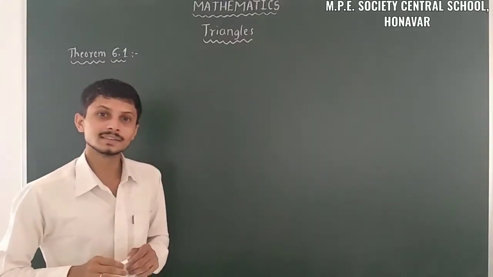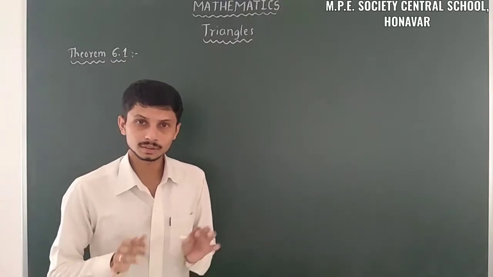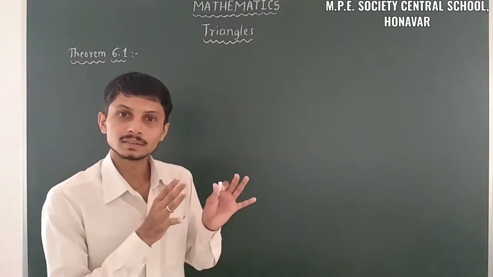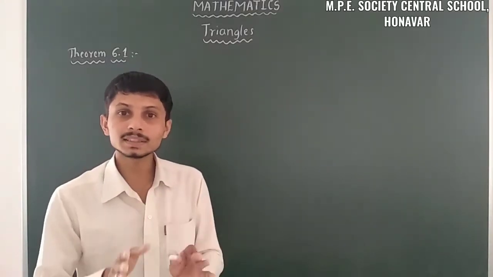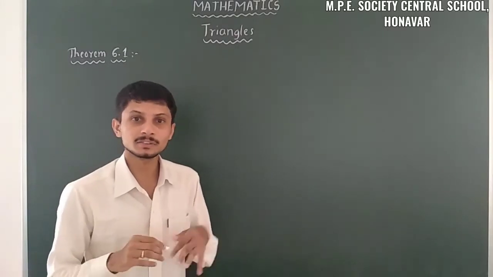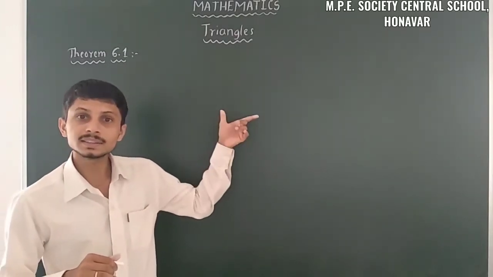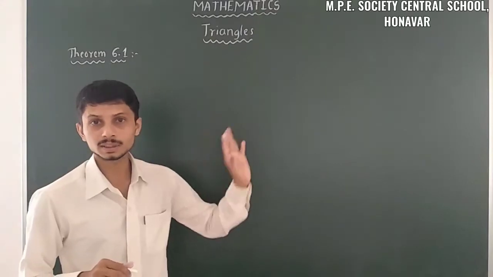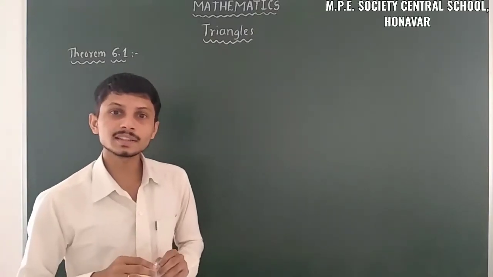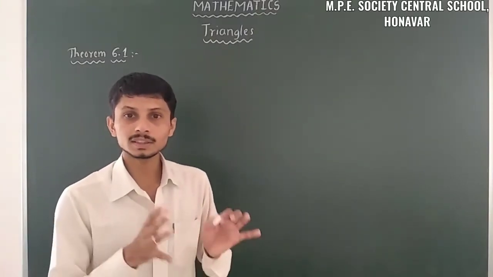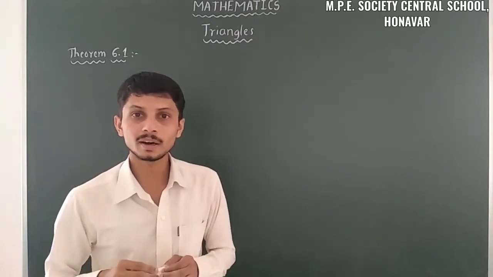So let us take the theorem 6.1. The 6.1 means triangles is the 6th chapter of 10th standard. That's why the first theorem of this chapter we call it theorem 6.1. So let us take the theorem 6.1. What is the statement of that? So firstly we have to know.